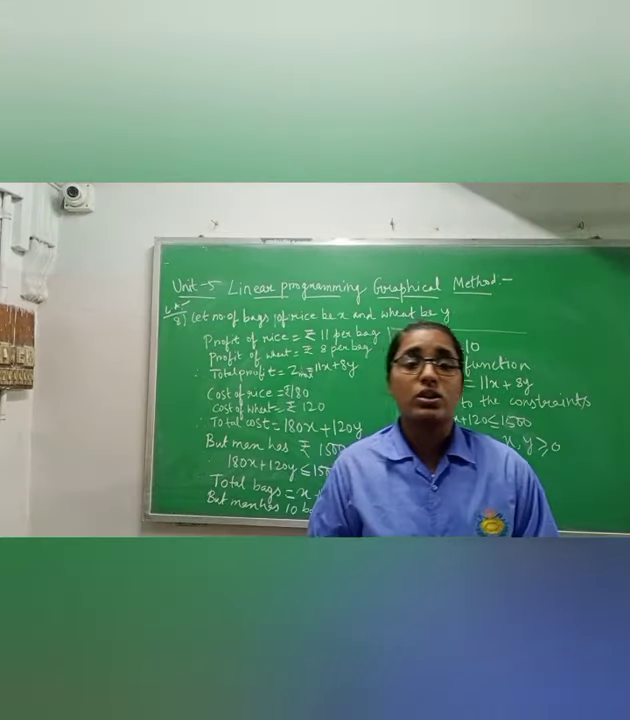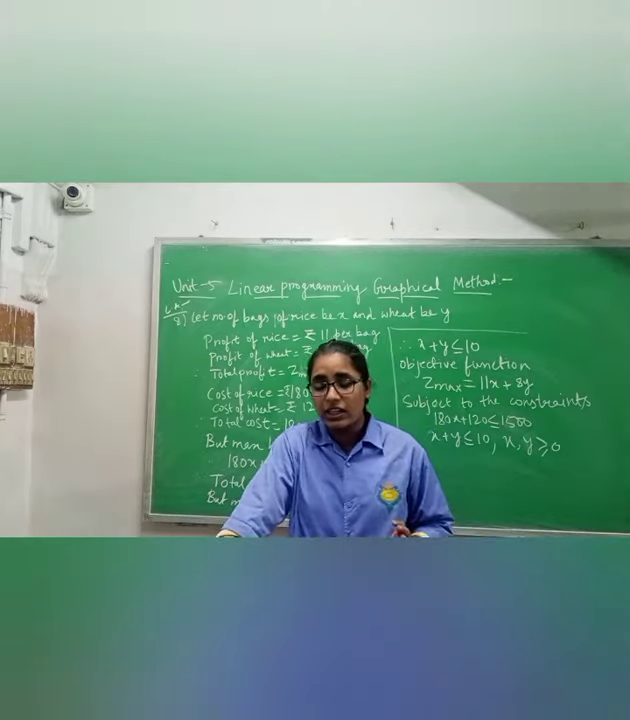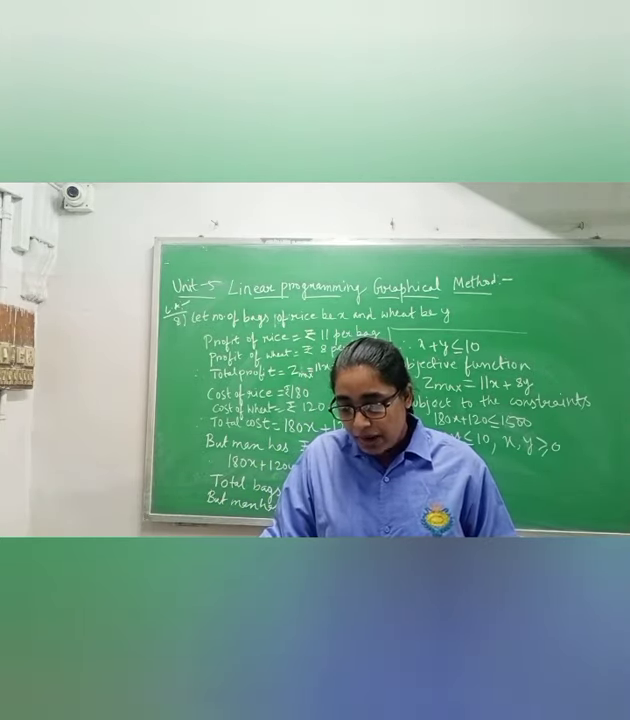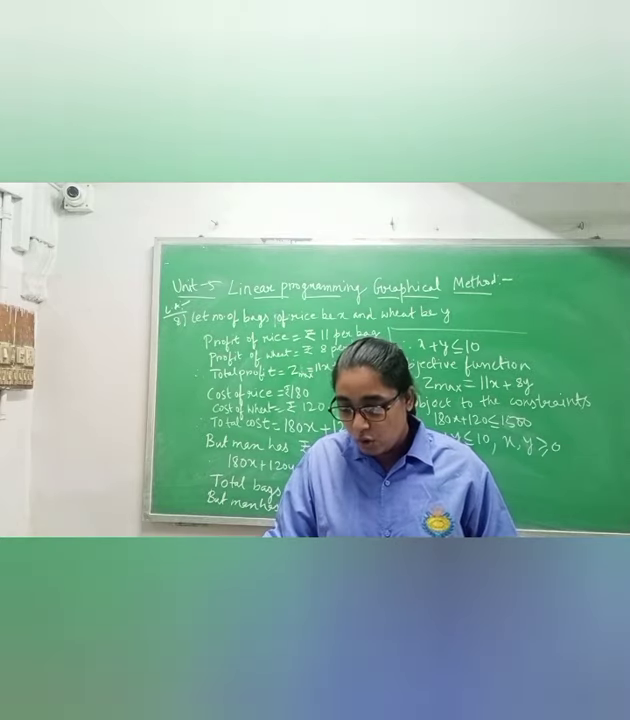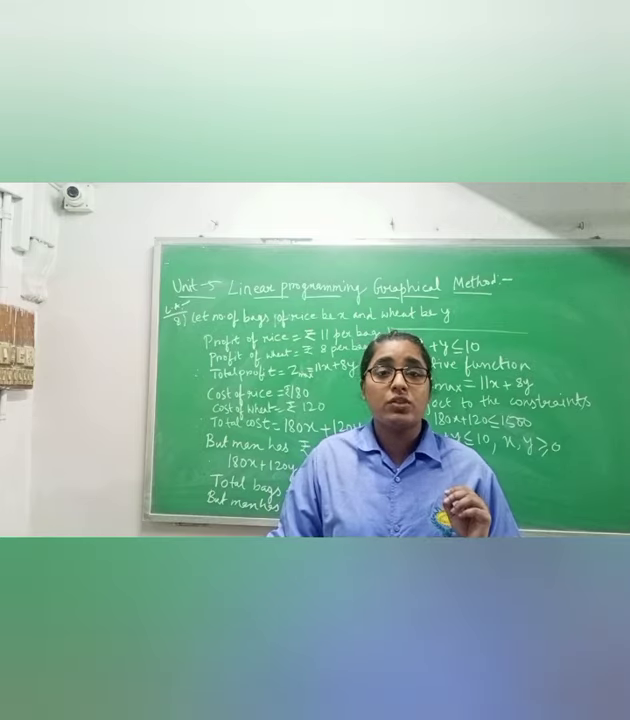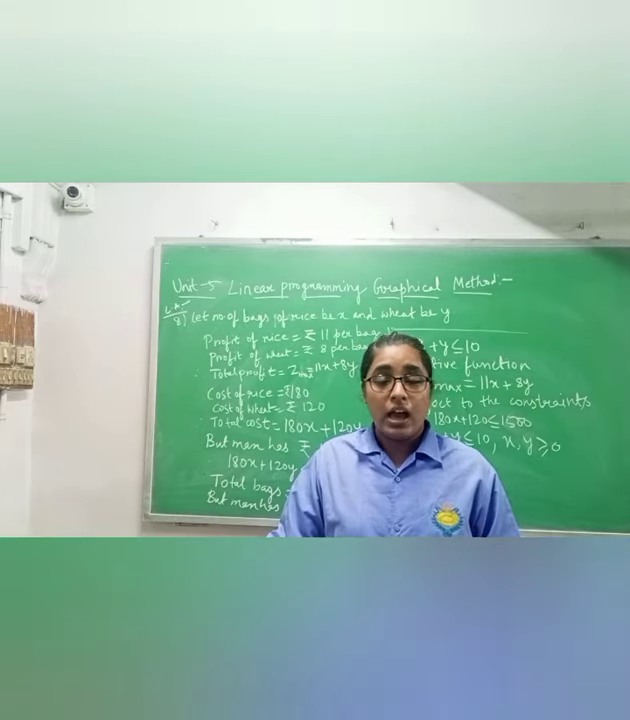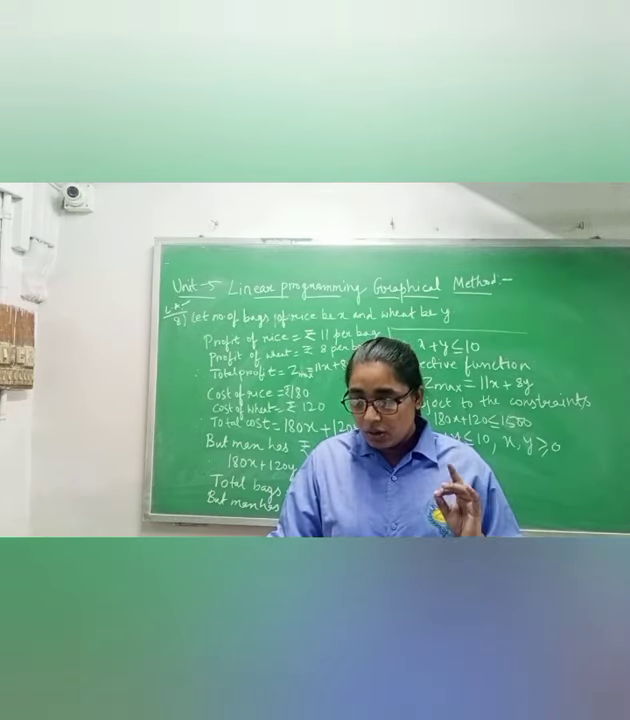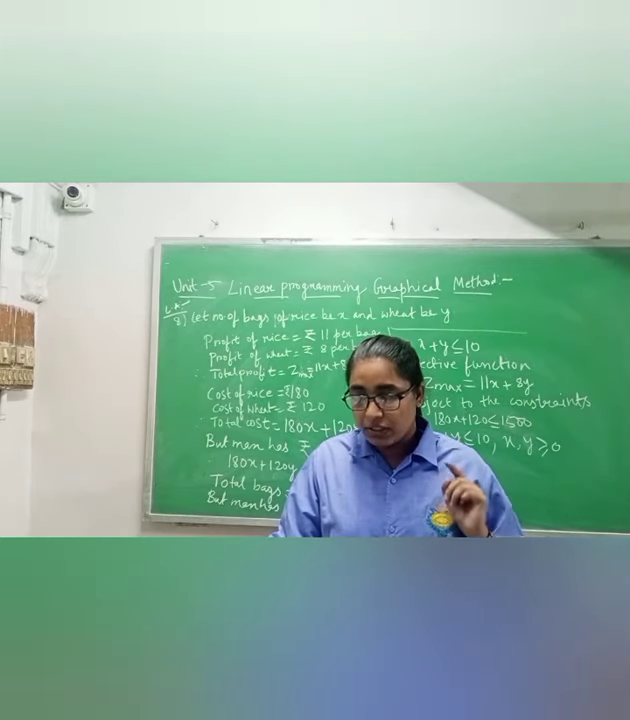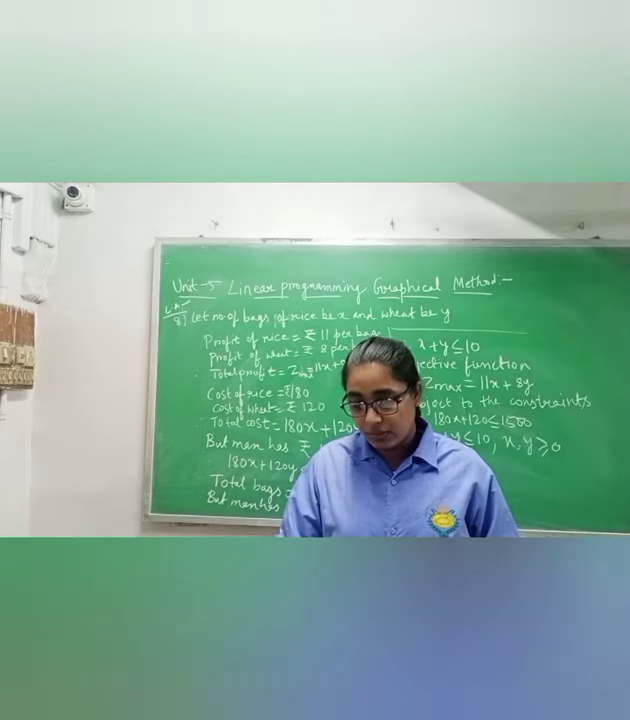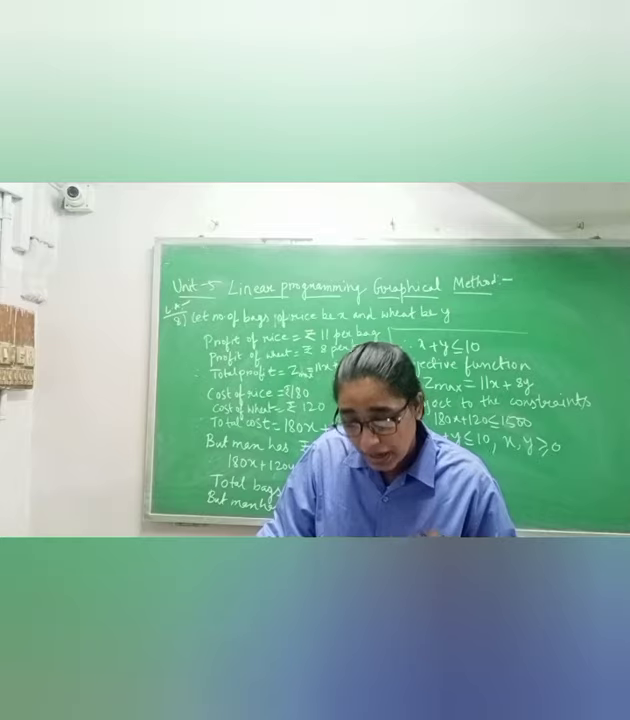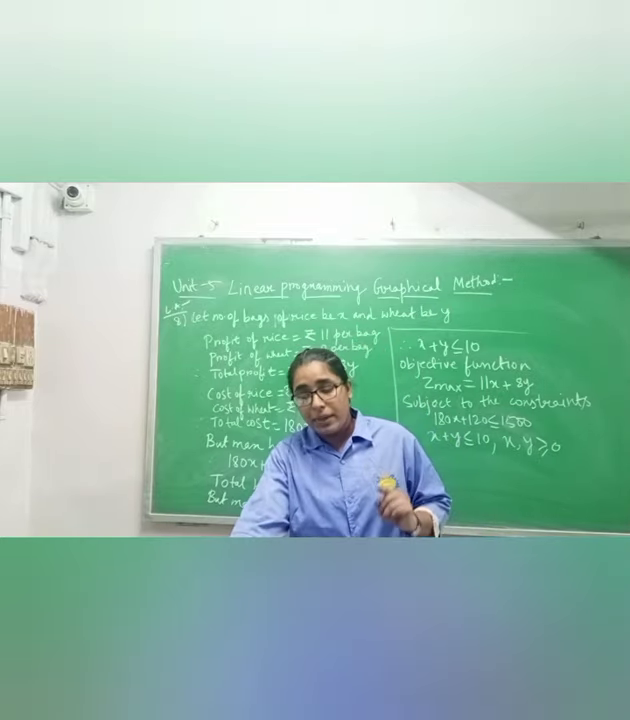So please read the question. In the question it is given that the total money he has is rupees 1,500 only. The cost of a bag of rice is rupees 180 and the cost of wheat is rupees 120. He has a storage capacity for only 10 bags. The profit he is earning for one bag of rice is rupees 11 and for wheat is rupees 8 per bag. How many bags of each must he buy to make maximum profit?